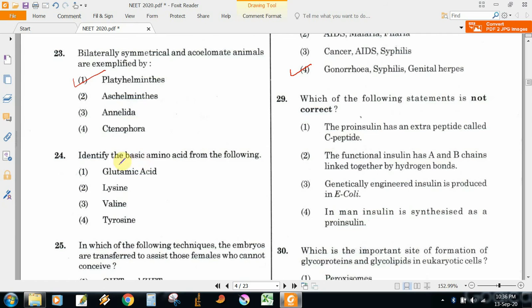Now moving on, identify the basic amino acid: glutamic acid, lysine, valine, and tyrosine. So lysine is the basic amino acid, a positively charged amino acid.